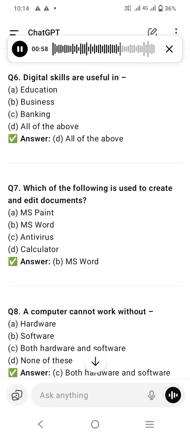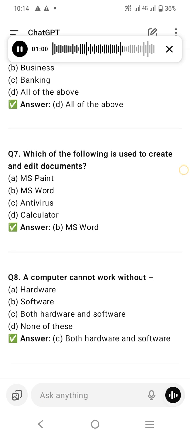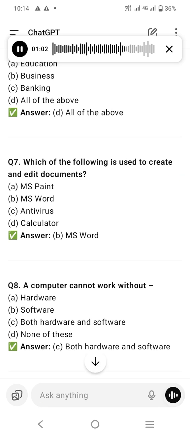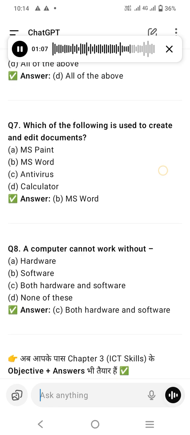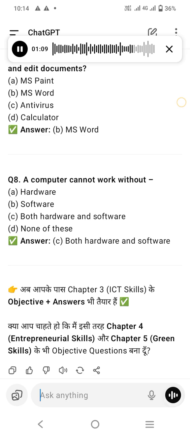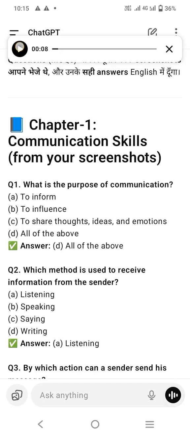Q7. Which of the following is used to create and edit documents? A. MS Paint. B. MS Word. C. Antivirus. D. Calculator. Answer B. MS Word. Q8. A computer cannot work without A. Hardware. B. Software. C. Both hardware and software. D. None of these. Answer C. Both hardware and software.